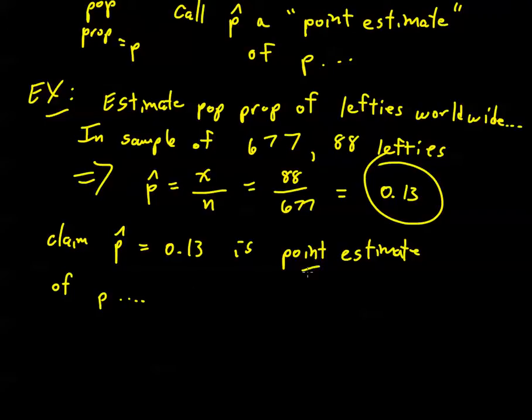All right? We call it a point estimate because this value occupies one point on the number line. So it's a single number value estimate for p.